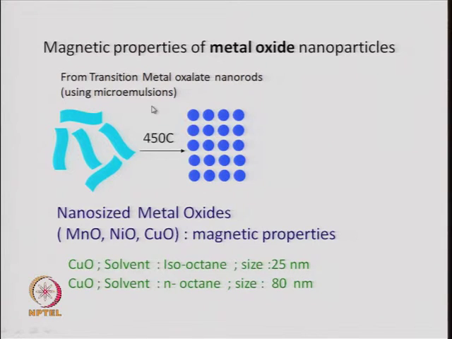So, depending on the methodology, whether you take in the microemulsion isooctane or normal octane, you can get the resultant oxalates of different size and shape, and you will ultimately on decomposition get different sized particles of copper oxide. This is an example that we discussed of copper oxide, but the same can be discussed about manganese oxide or nickel oxide or say ruthenium oxide or any other oxide, and how the starting material, starting solvent and surfactant etcetera will affect the transition metal oxalate, and that in turn will affect the size and shape of the transition metal oxide. So, this is a big area of research, and a lot of work has been done and a lot is known about how to control the size and shape of the final metal oxide particles which are magnetic in nature.